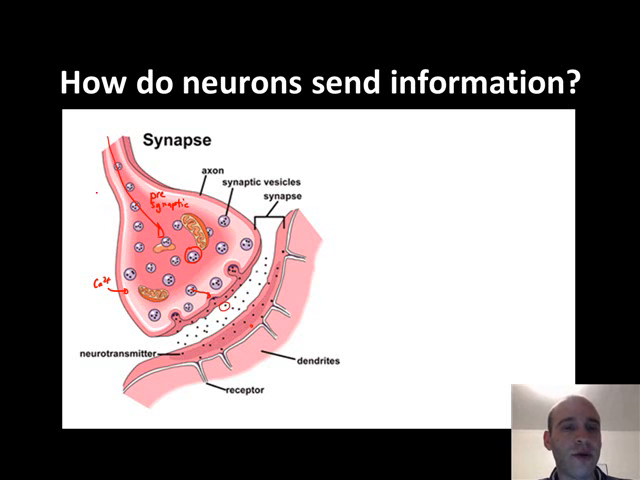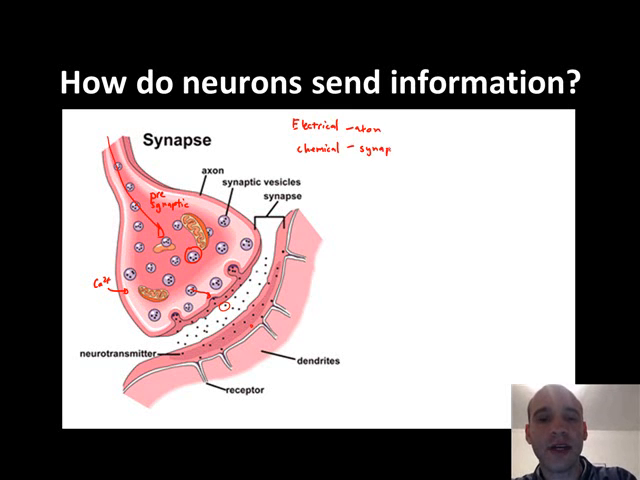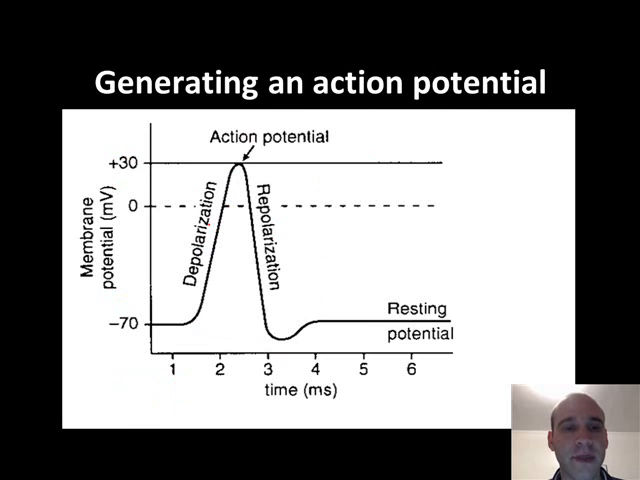A big thing to focus on is that we can send information through electrical signals, which is what we're seeing sent down the axon. And then we can also send this message through chemicals, which is what we're seeing at the synapse. There are chemical synapses and also electrical synapses, but the one we're seeing here is a chemical synapse.